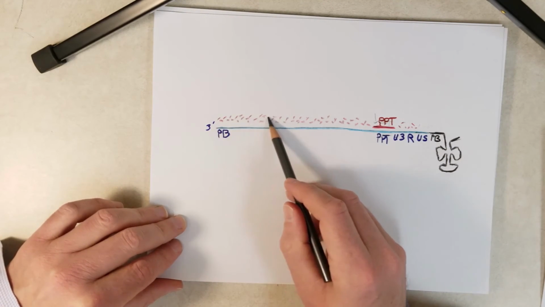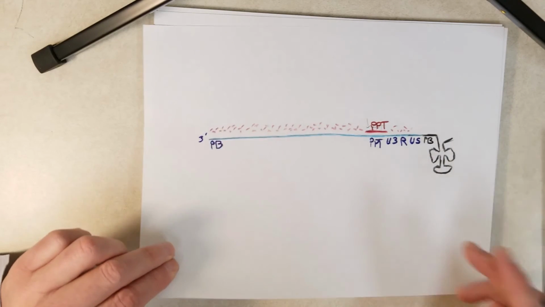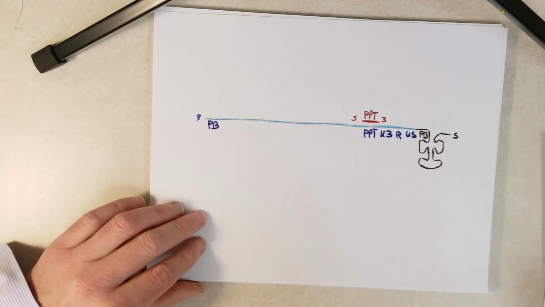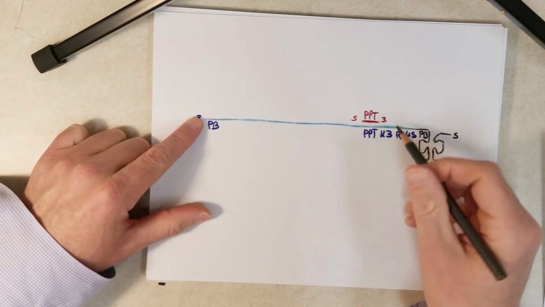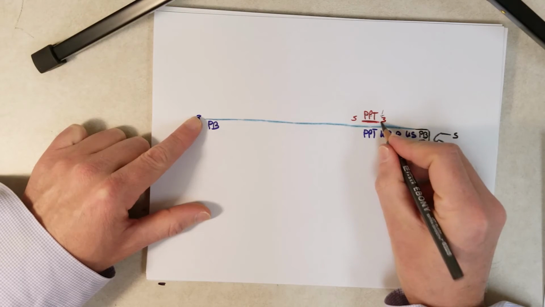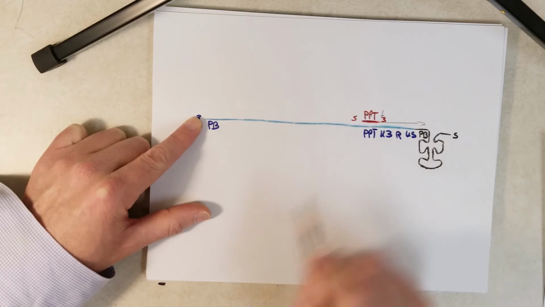I'm showing all the ribonucleotides just as being chewed up by RNase H. So what that leaves us with is something like this. Now the reverse transcriptase can use this 3' OH right here to synthesize in this direction.